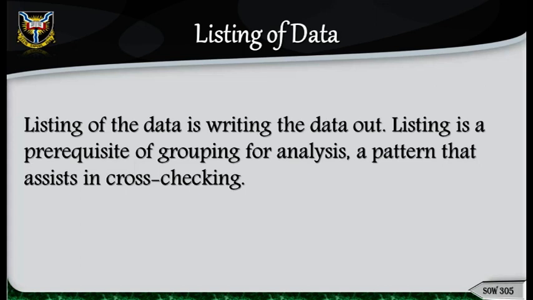Listing of data. Listing of the data is writing the data out. Listing is a prerequisite of grouping for analysis, a pattern that assists in cross-checking. When a large number of observations are involved in the listing, tabulation comes in to prevent flaws that might crop up.